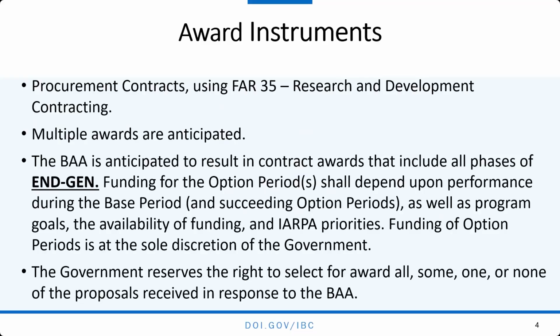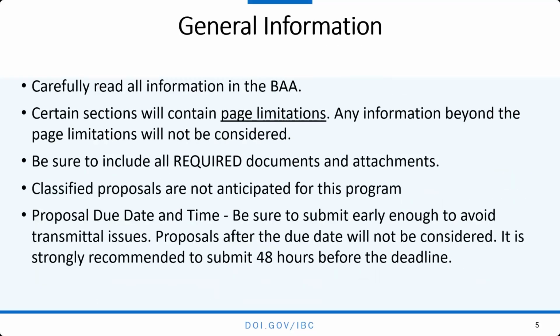The BAA. We're going to use FAR Part 35, which is research and development using a scientific board. And I think it's already been outlined how they plan on breaking out the different option periods for the potential contract. Of course, the government will reserve the right through the BAA to award all, some, one, or none of the BAA responses.